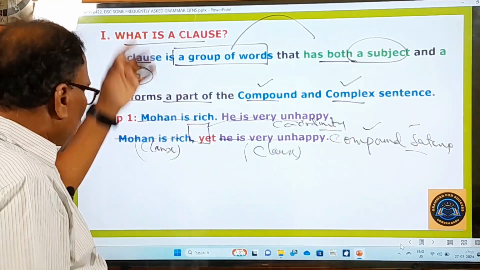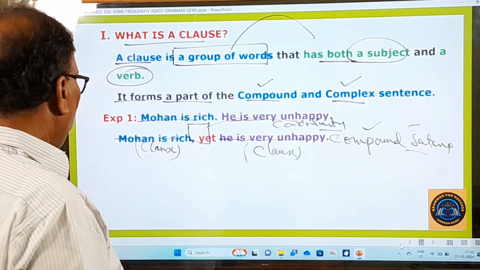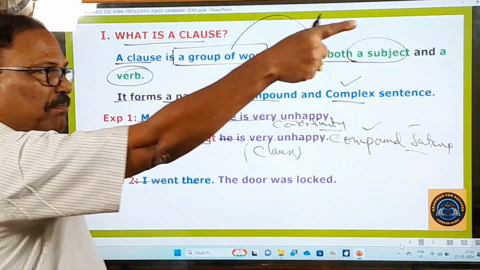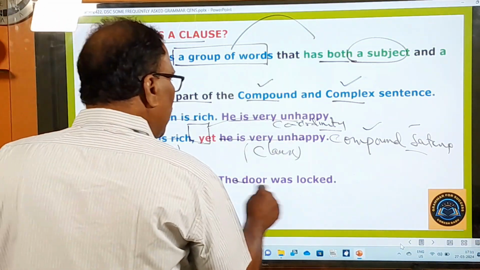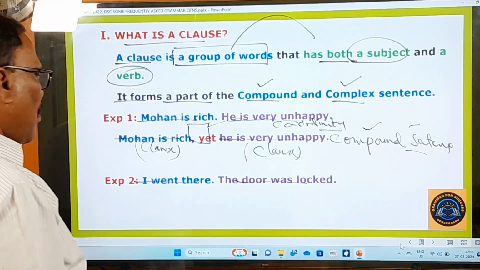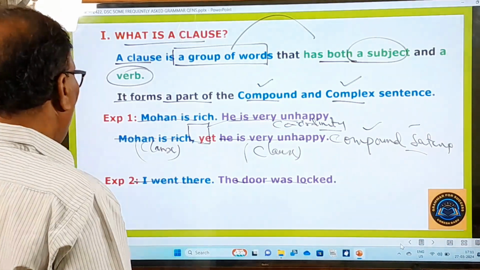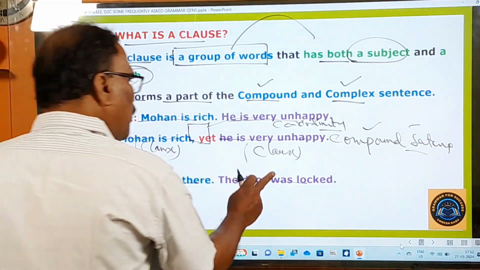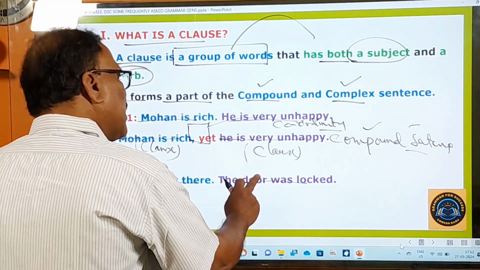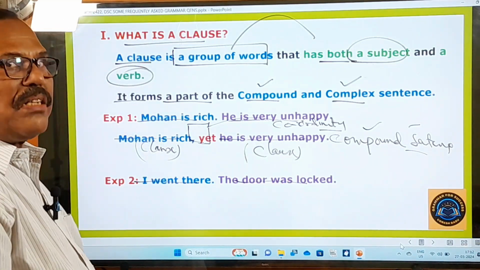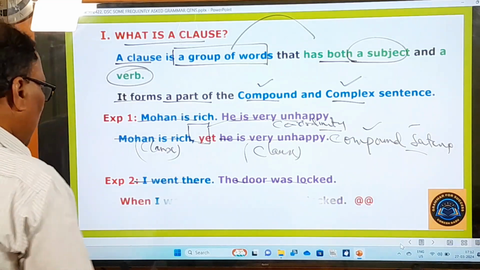One more example I would like to give you to make you understand the concept of clause. I went there. You can understand this very well. The door was locked. You can also understand the meaning of this. Here, I went there is a separate sentence and a simple sentence. The door was locked is also a separate and simple sentence. Now, let us join these two separate sentences into one sentence. How? Let us do that here.